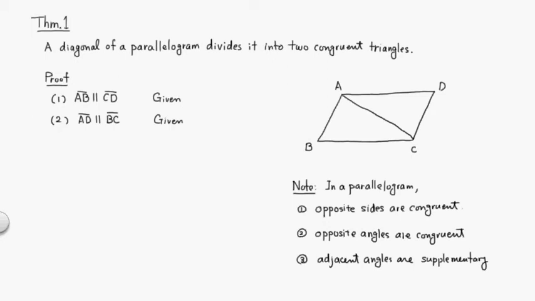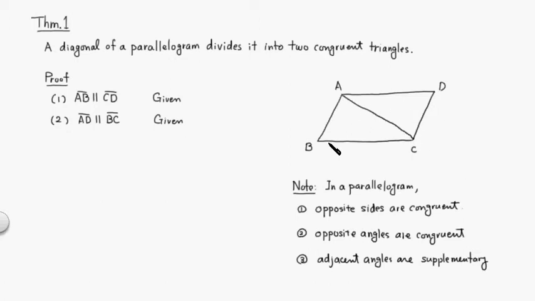Alright, let's look at Theorem 1. A diagonal of a parallelogram divides the parallelogram into two congruent triangles. Alright, so let's look at this picture. Parallelogram ABCD, and I'll use the diagonal segment AC.